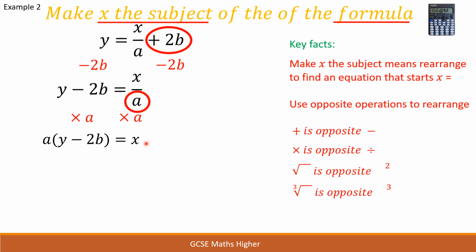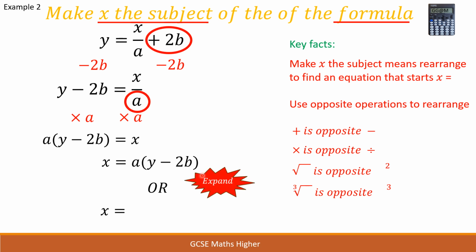When you multiply everything by a, you can write a and then put a bracket round the expression y minus 2b. If you wrote that in the exam, you would get full marks. You can write it the opposite way round, so you get x is equal to a times by y minus 2b. Or you can even expand this bracket to be able to get the answer of a times by y to give you ay, and a times by negative 2b to give you negative 2ab.